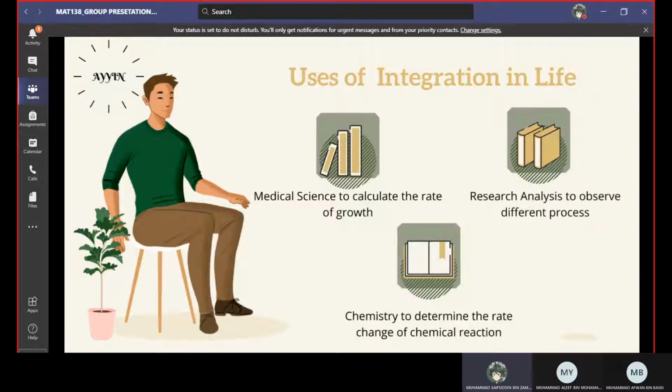So, what is the use of integration in our life, and why is it important for us to learn integration? Firstly, for example, in medical science, the function of integration is to calculate the rate of growth. Second, in research analysis, they use integration to observe different processes. And the last example is chemistry, where integration is used to determine the rate of change of a chemical reaction. So based on this slide, we can see the importance of integration.